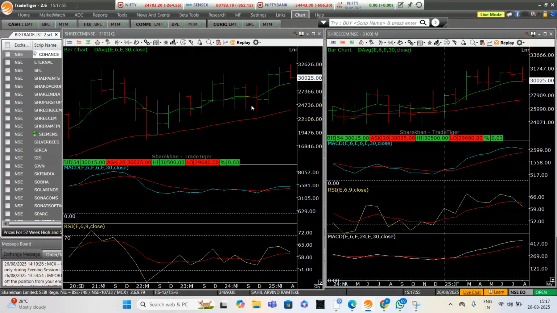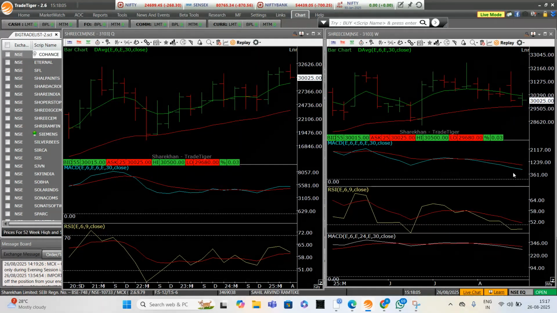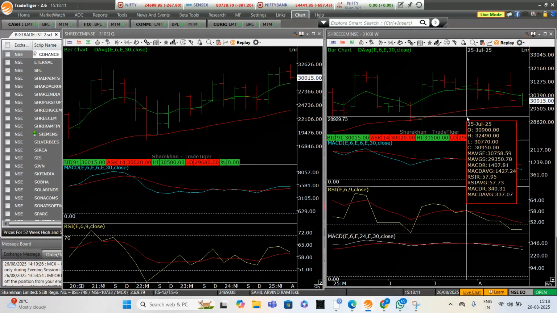So Shriram, if you can see, is quarterly bullish and monthly bullish as well, but weekly it is weak. We won't be taking this because the MACD is down over here. It is showing us a weakness if the MACD is down in the weekly time frame.